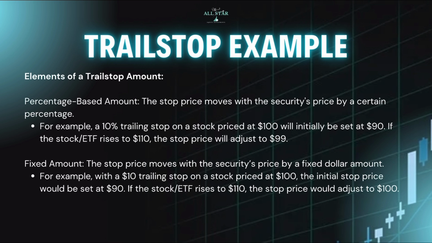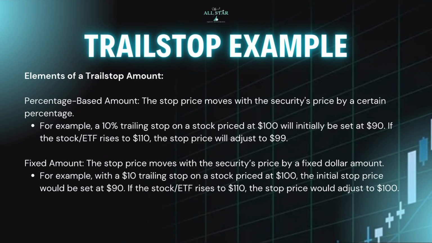And this just means you would only run the risk of losing 10% if the stock declines from the new trail stop level. So I hope that makes sense. Now with the fixed amount, it's nearly the same thing. If the share price is $100 and you set a $10 trailing stop, the initial stop price will be set to $90. And if the stock or ETF rises to $110, the trail stop price will adjust itself up to $100.